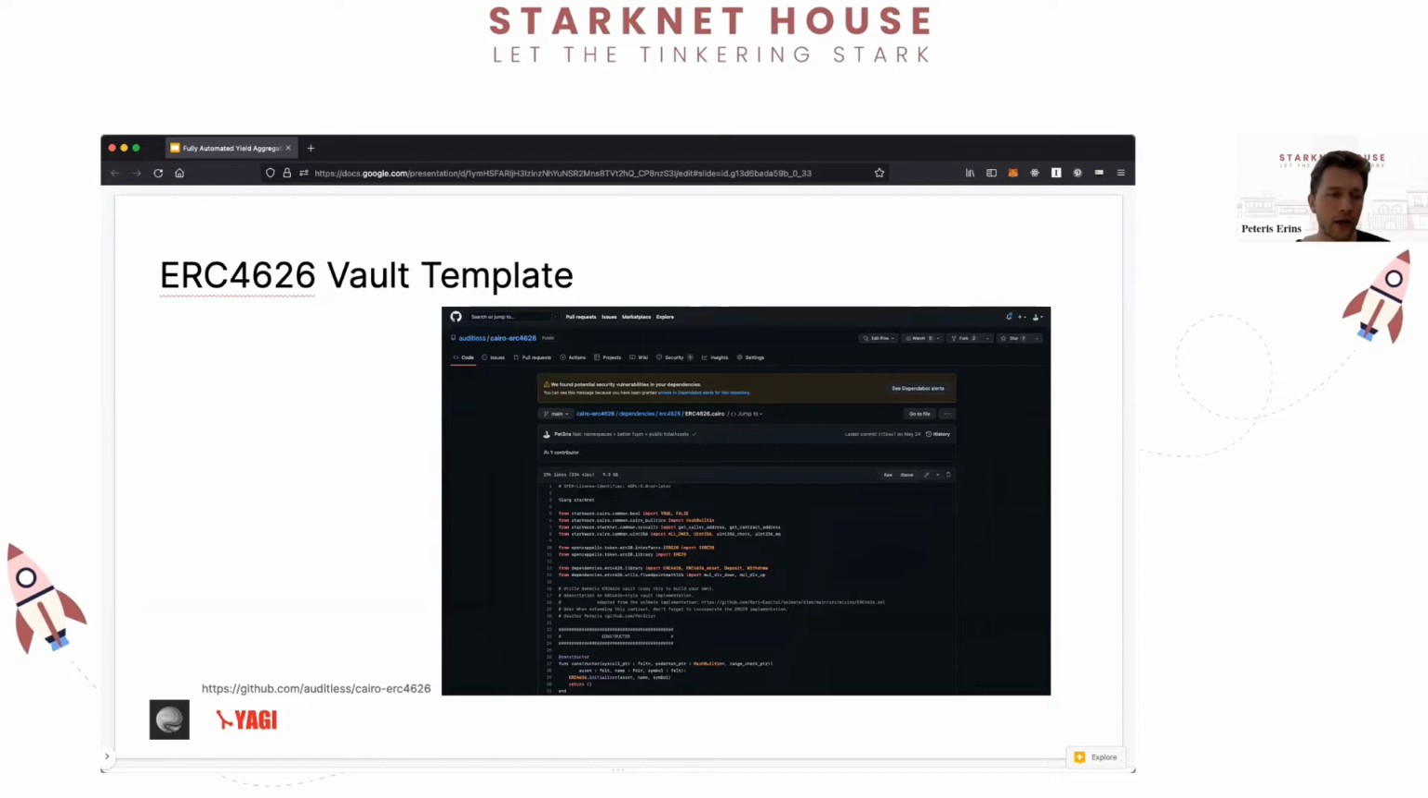So if you want to check it out, it's one of our open source projects, which is the ERC4626 vault template, used in all our vaults, but also other people are looking to incorporate it in gaming and DeFi vaults going forward. So very, very excited to continue to push that forward.